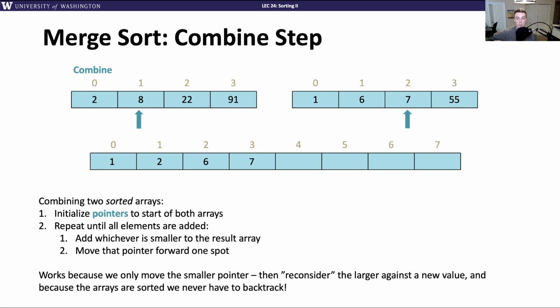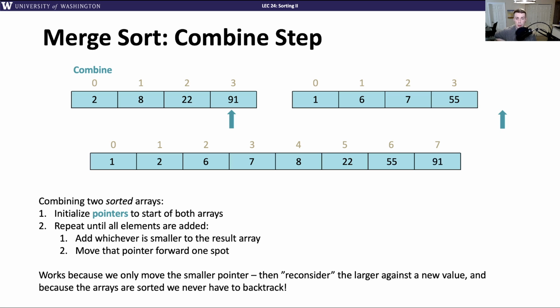The 7's smaller, move the right finger over. The 8 is smaller, move the right finger over. So you always just grab the smallest and then update your pointer. And you just keep doing this until you run out of values in your arrays.